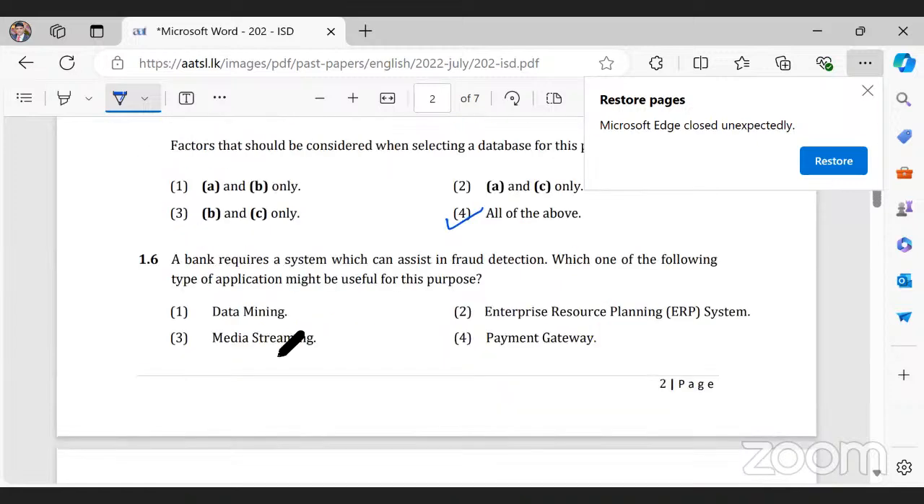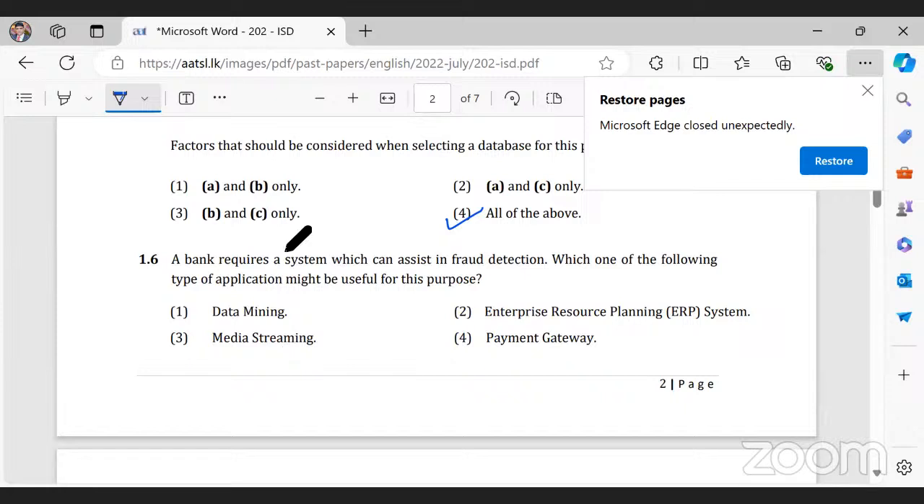A bank requires a system that can assist in fraud detection. Which one of the following types of application might be used for this purpose? Data mining, enterprise resource planning, media streaming, or payment gateway?